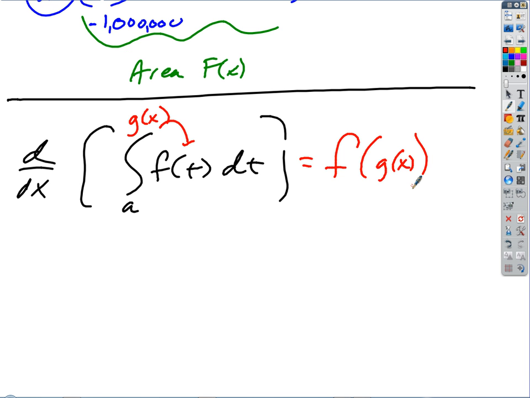But we also have to take into account, as x is changing, how fast is g of x changing? Because g of x is not changing linearly. If g of x, for example, is x squared, as x increases, g of x is increasing more and more rapidly. And so it has to be a chain rule kind of thing. We have to have the value of the function at g of x, but we also have to take into account how fast that endpoint is receding, and we have to multiply by the derivative of g of x.